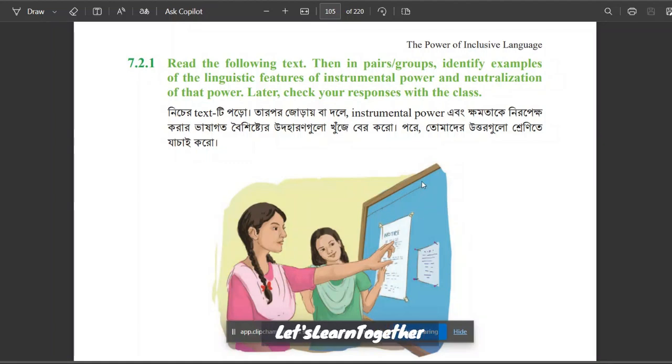So today we will be solving activity 7.2.1 of English book of class 9. So let's see what this activity is talking about. Read the following text. Then, in pairs or groups, identify examples of the linguistic features of instrumental power and neutralization of that power. Later, check your responses with the class.